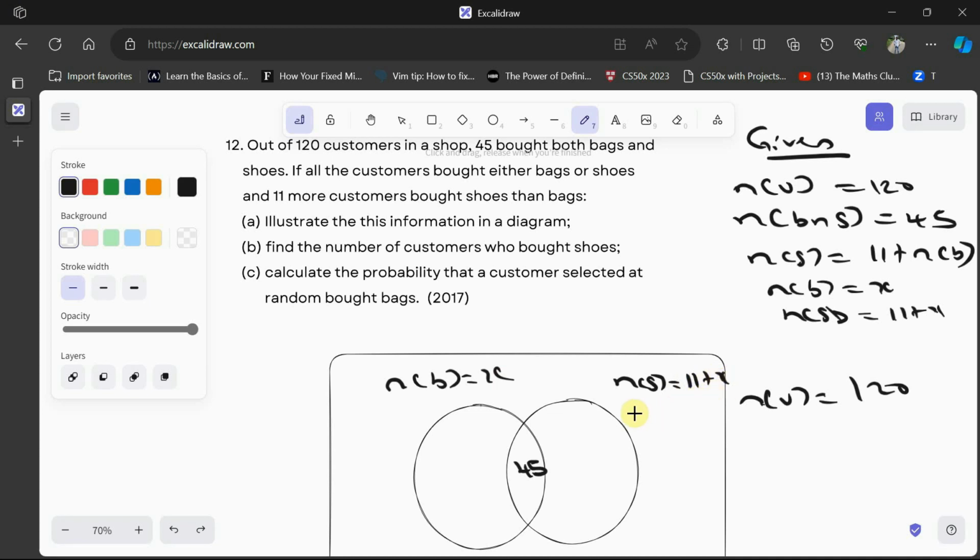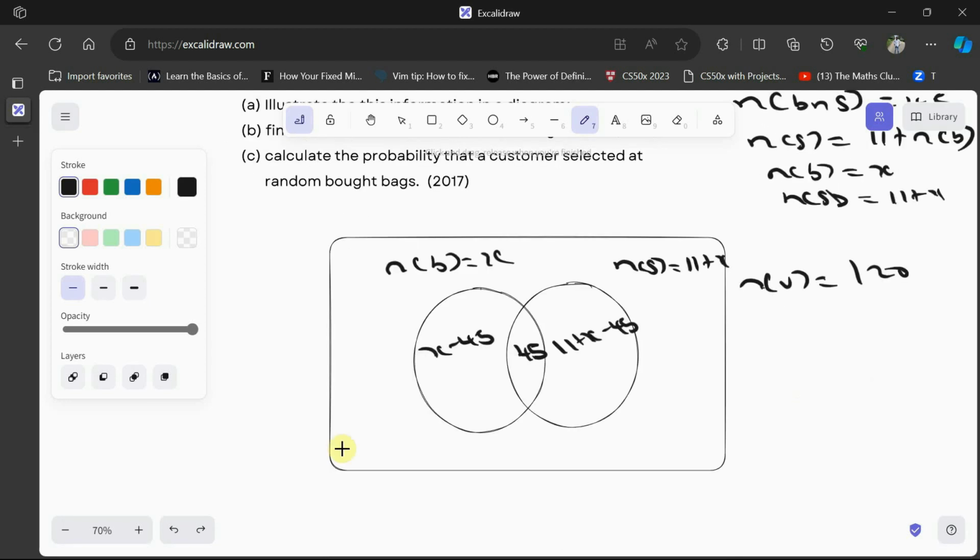Now if I wanted to find the people that bought bags only, that would be x minus 45, and people that bought shoes only, that will be 11 plus x minus 45. So by the time I had all these three groups, 1, 2, 3, it must sum up to 120. That's like saying x minus 45 plus 45 plus 11 plus x minus 45 is going to give me 120.